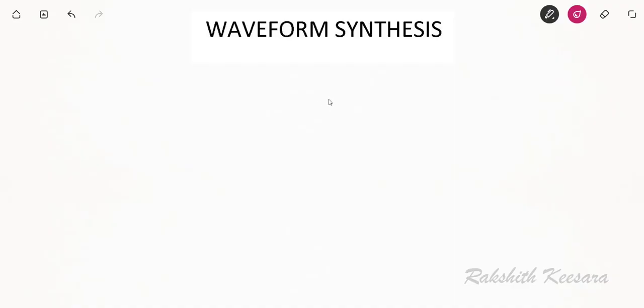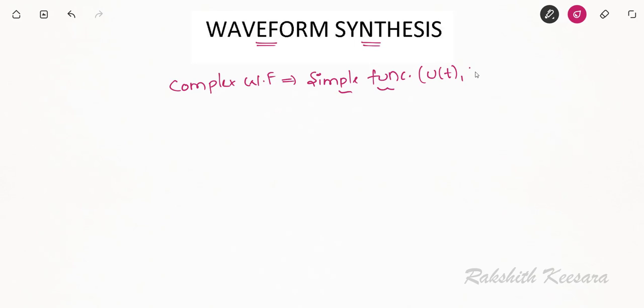Hello students, in our previous lecture we discussed different kinds of operations that are to be performed on signals. In this lecture we will discuss waveform synthesis, that is, how to express a complex waveform in terms of simple functions. This is called waveform synthesis. The functions that are used are u of t and r of t, that is, the unit step signal and the ramp signal. Any kind of complex waveform we will express in terms of unit step and ramp. This is the basic idea of waveform synthesis.